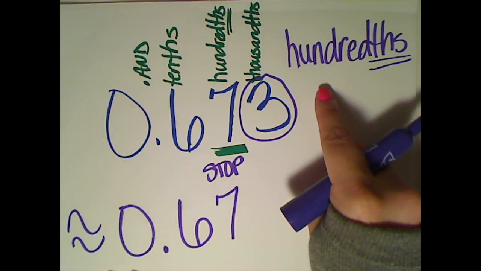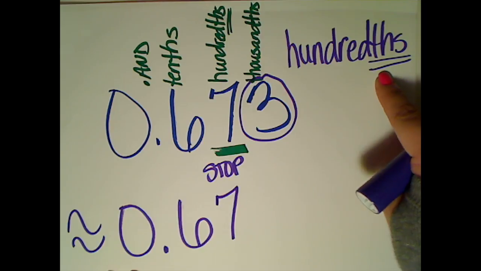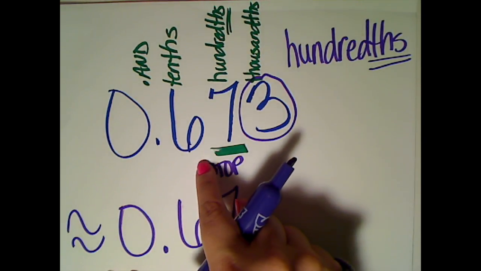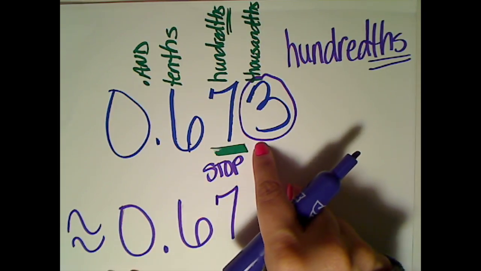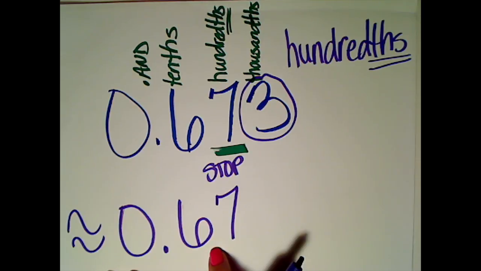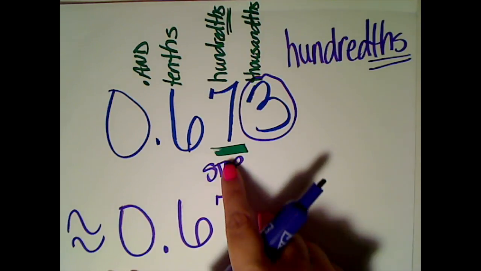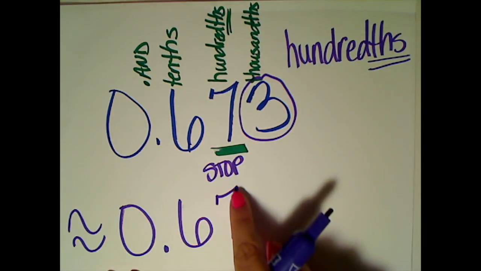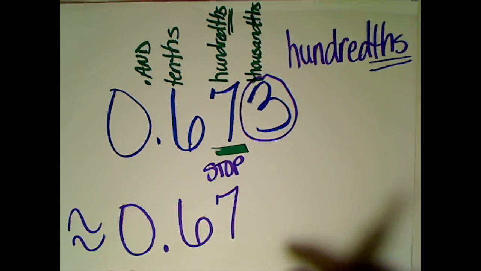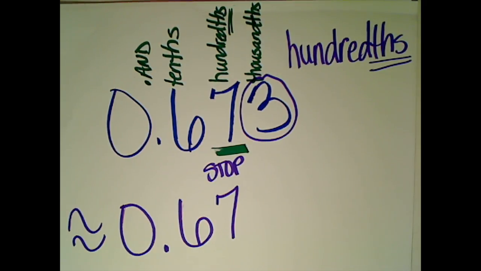But it asked you to round to which place value? The hundredths. So 673 thousandths rounded to the nearest hundredths is 67 what? Hundredths. You stop at the place value it's asking you to round to. Okay? Let's see how that looks with something else.